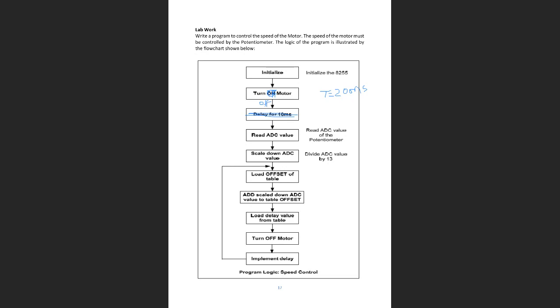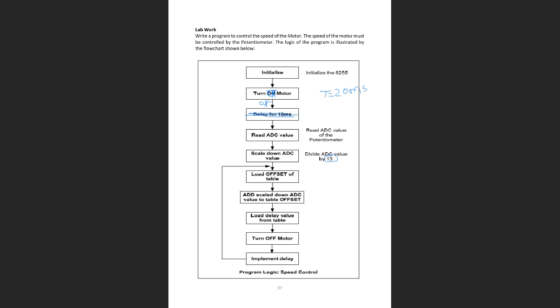Read ADC data. Now the potentiometer analog data, is it low or high? First of all, this value you should scale down by 13 to adjust it. Like during the light brightness control, we scaled it down by 16 or some value. So here it is divided by 13.